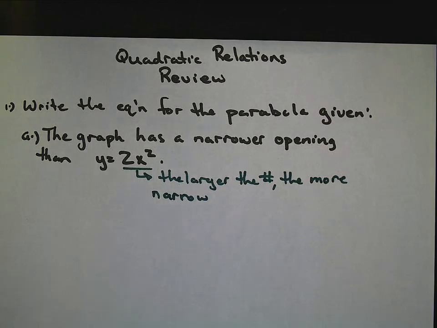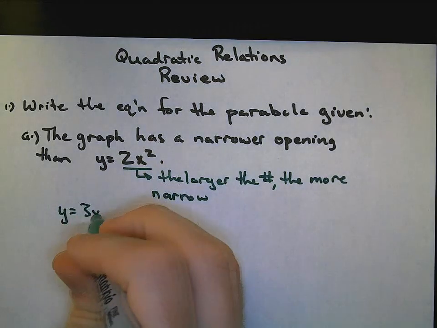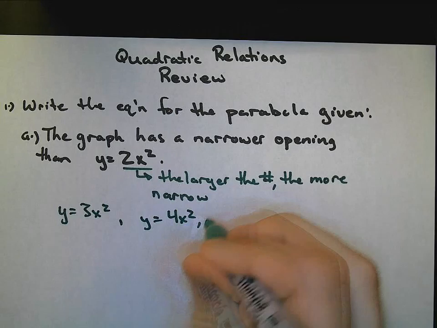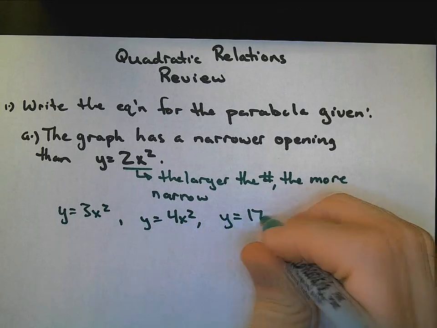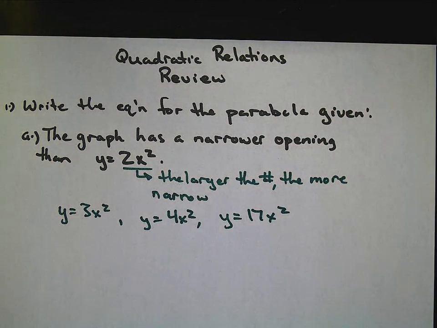So if we want a graph that is narrower than 2x squared, you could choose, say, 3x squared. You could choose 4x squared. You could choose, if you'd like to, say, 17x squared. As long as that number is greater than 2, we know that this is going to be more narrow than 2x squared.